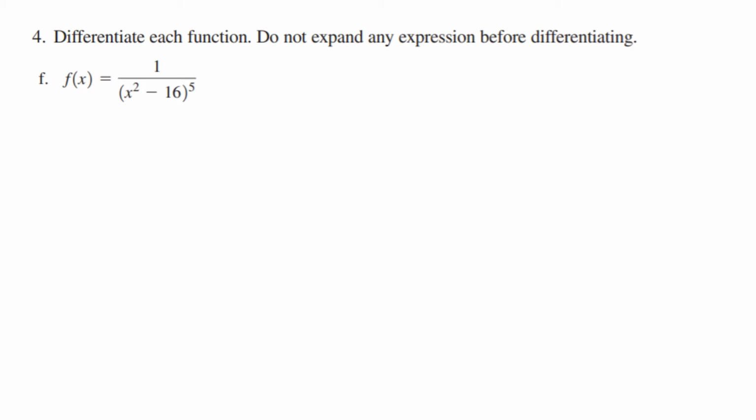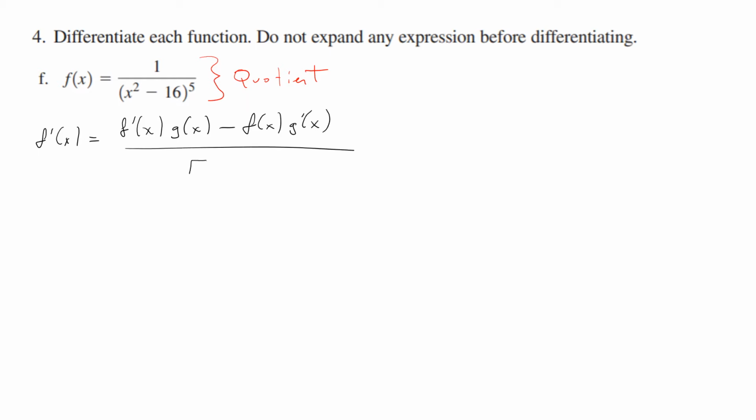The first question is asking to differentiate each function, which I only put 1. Do not expand any expression before differentiating. So I see that I can apply the quotient rule if I want to take the derivative. Remember, the quotient rule states that if you want to take the derivative of f(x) over g(x), you take the derivative of f(x) and keep g(x) the same, minus keep f(x) the same, take the derivative of g(x), all over g(x) squared.